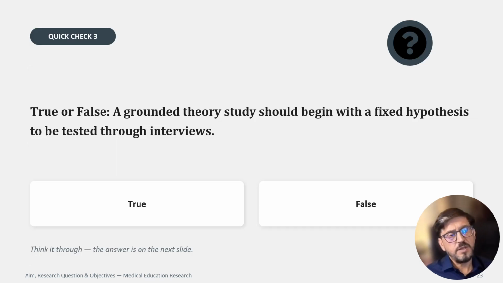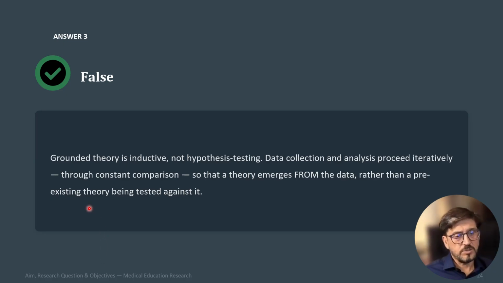So quick check 3 is true or false. A grounded theory study should begin with a fixed hypothesis to be tested through interviews. I'm sure all of you must know that this is false, because grounded theory is inductive and not hypothesis testing.